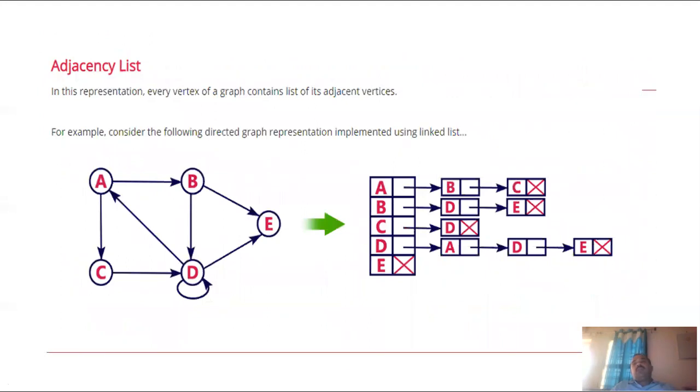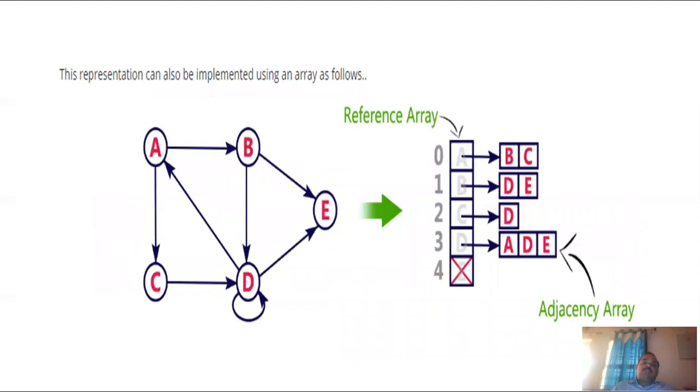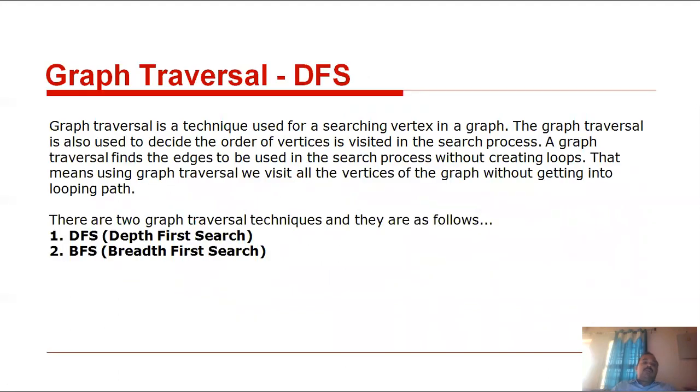Adjacency list, we will show the adjacency lists in two ways. The first one is using linked list representation. The second one is using array representation. We know. Then this is the yesterday class, graph traversals.